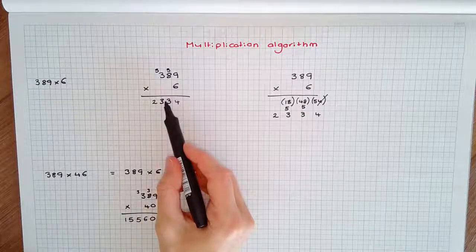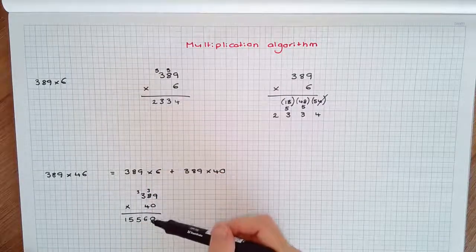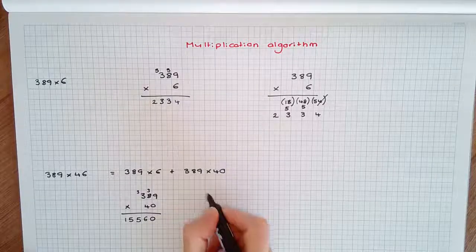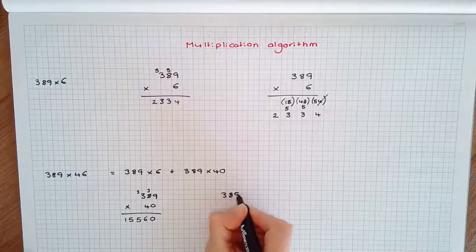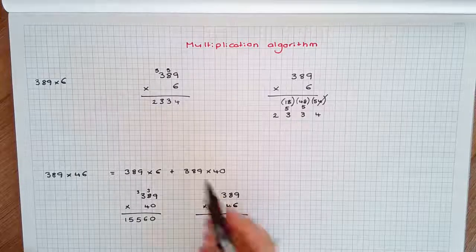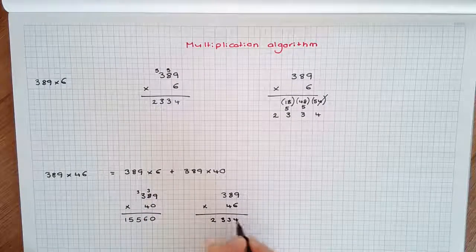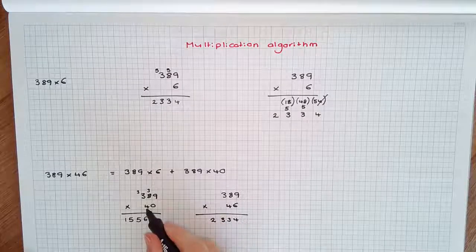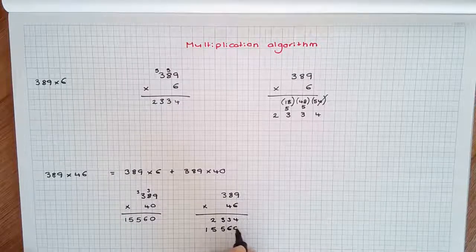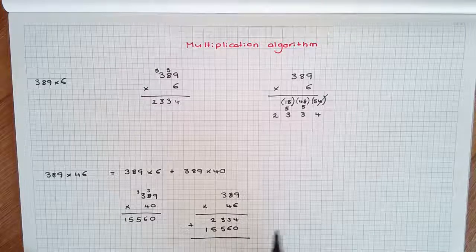We can then add our answers using the distributive law, 389 times 6 plus 389 times 40. But we'd end up with a third sum. So how we normally set these out is do them both together. 389 times 46. Our first line, we would do the multiplying by 6 as we did here, 2,334. Our second line, we would multiply by 40 as we did here, lining up each place value. Then, because they're underneath each other, rather than a third sum, we can simply add them up.